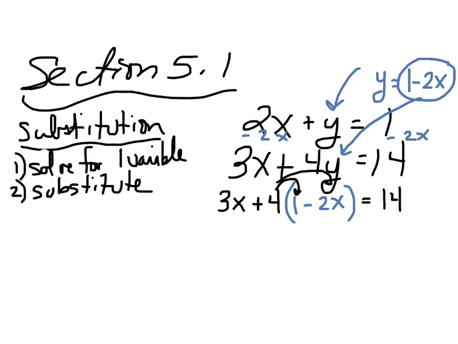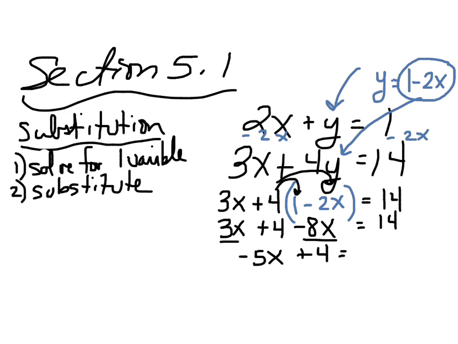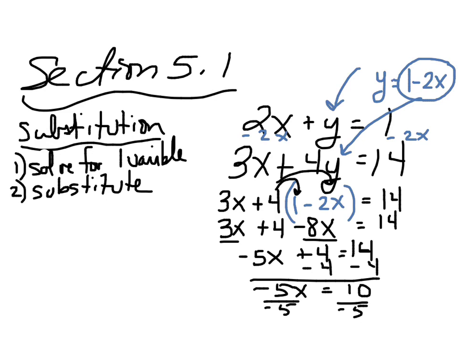So you're going to distribute here. So 3x plus 4 minus 8x equals 14. Combine like terms. Be very careful that they are on the same side, so you're just going to combine like terms. You're not adding the 8 over or anything like that. Don't get into that rut there. Subtract 4 from both sides. You get negative 5x equals 10. Divide by negative 5 on everything, and x equals negative 2.